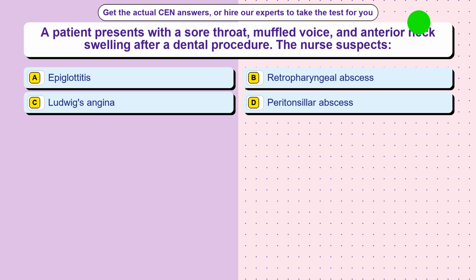Question 76. A patient presents with a sore throat, muffled voice, and anterior neck swelling after a dental procedure. The nurse suspects: Option A, epiglottitis. Option B, retropharyngeal abscess. Option C, Ludwig's angina. Option D, peritonsillar abscess.